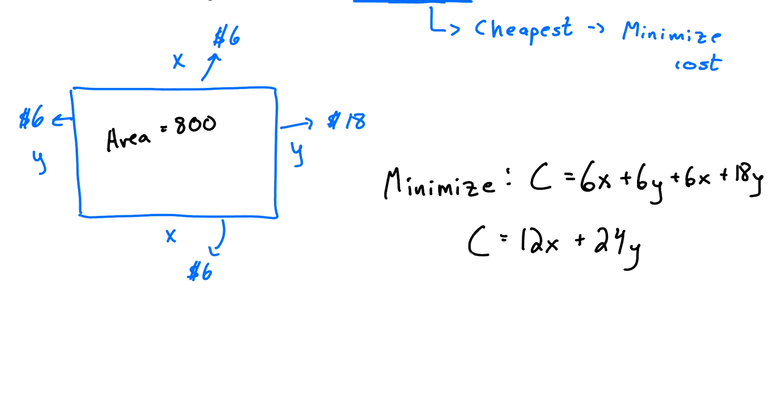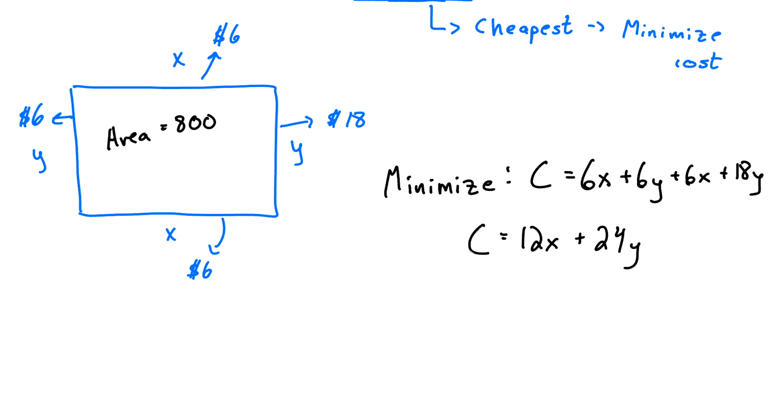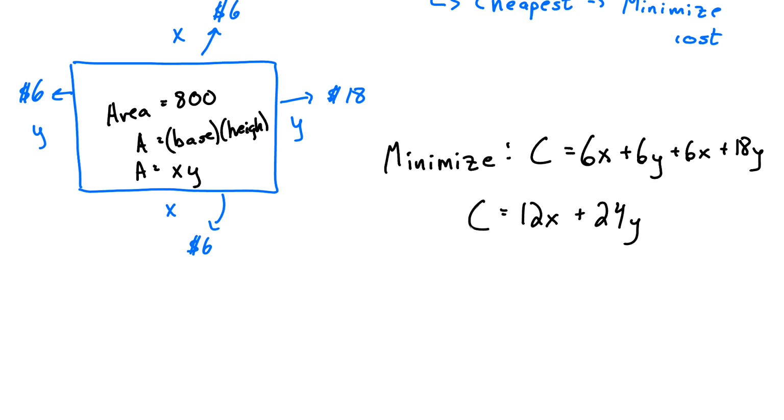And I can actually find the area of a rectangle. The area of a rectangle is just the base times the height. So in this case, the area would be x times y. So I actually do have another relationship. I know that the area of this rectangle, I can calculate that by finding x times y. And I'm told that that area has to be exactly 800 square feet. So I know that x times y is exactly 800 feet.